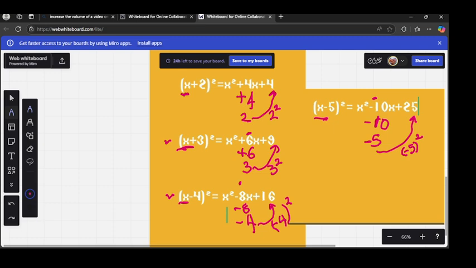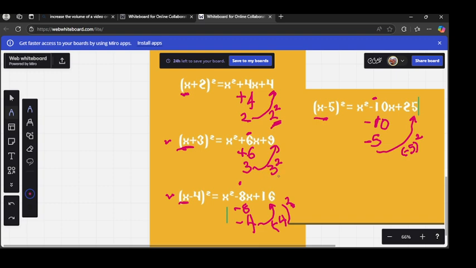Now I want you to notice something else. x plus 2 squared gave me this, and 4 here is 2 squared. x plus 3 squared gave me this, which is 9, and 9 here is 3 squared. And x minus 4 squared gave me plus 16, which is minus 4 times minus 4, which is minus 4 squared. So with this in mind, if I want to factorize this, it's just x plus 2 all squared.